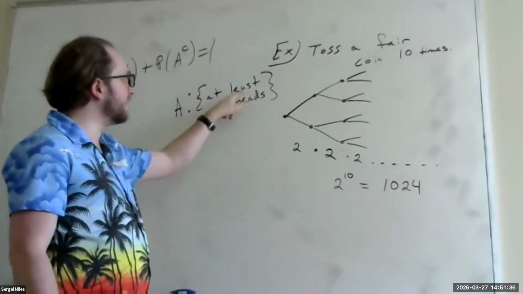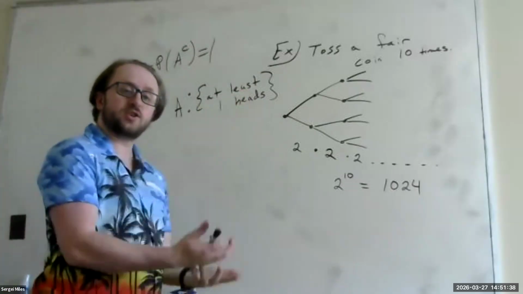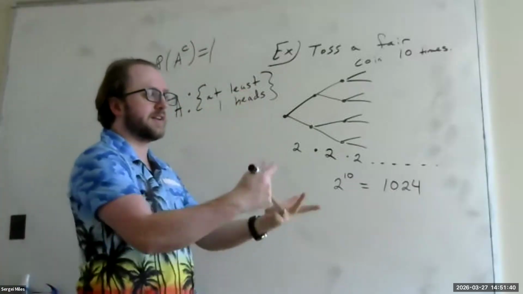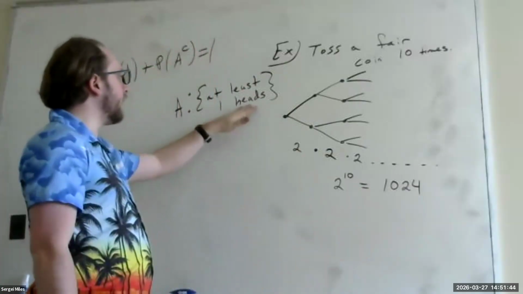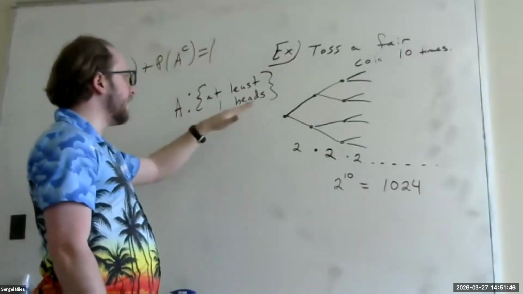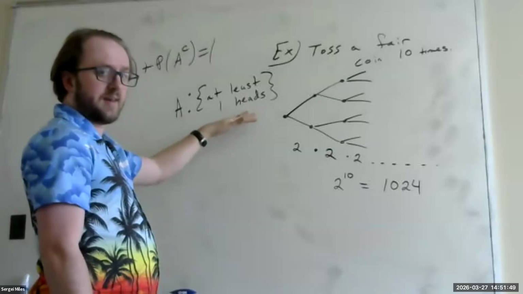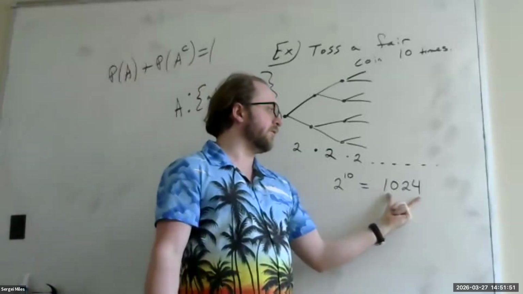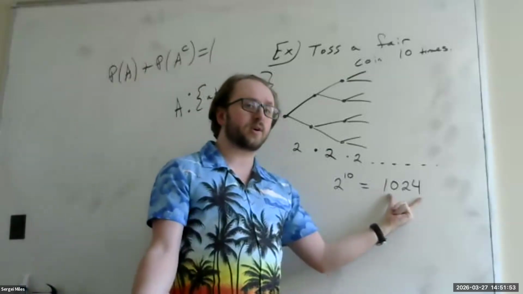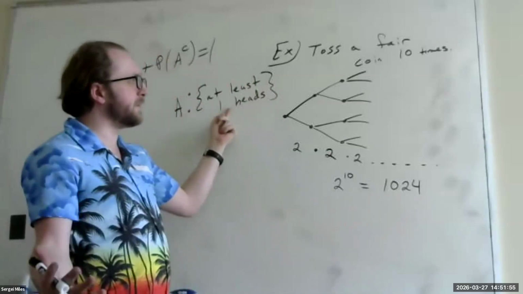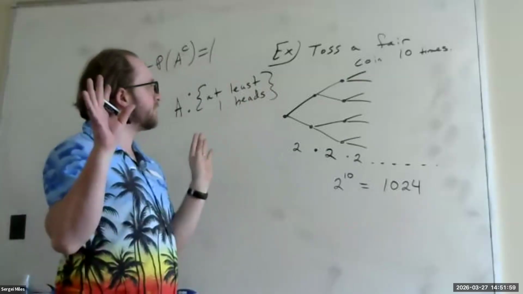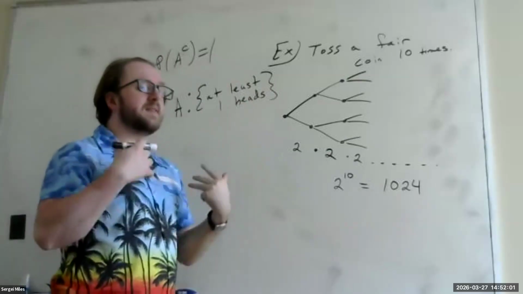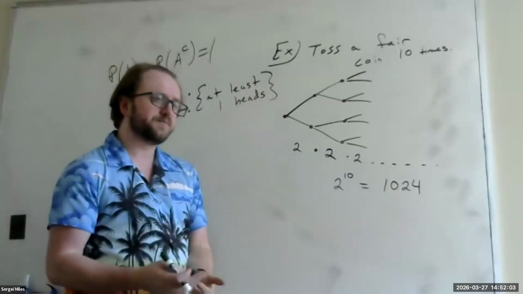Or, because it's the word at least, what if I got two heads? What if I got three heads? What if I got four heads? What if I got five heads? So on and so forth. Trying to write all of this out for the event A is going to be a huge headache. And we already know if there's a total of 1,024 possible outcomes, that's going to be pretty hard to do by hand, right? That sounds terrible. This is the perfect case of, well, maybe the complement is easier.